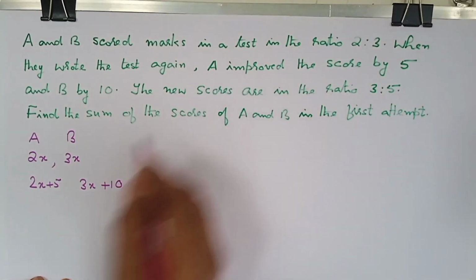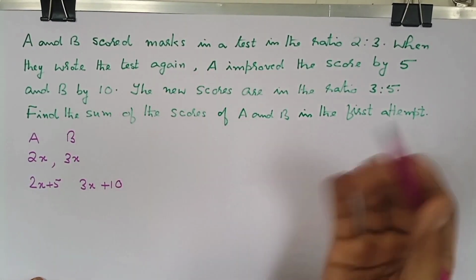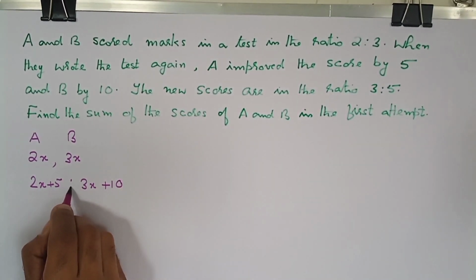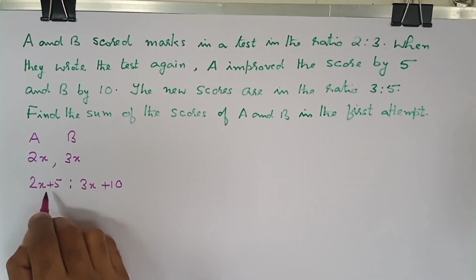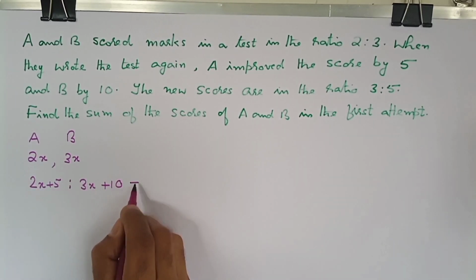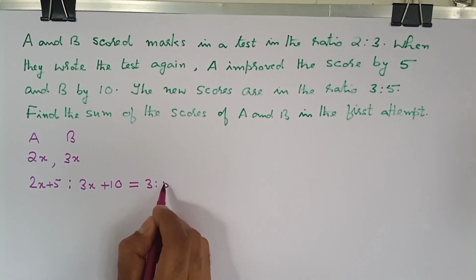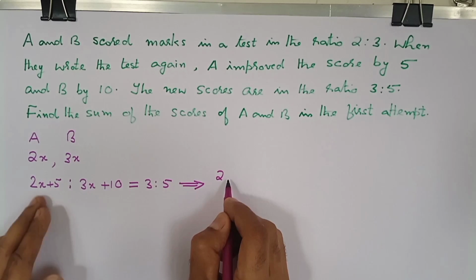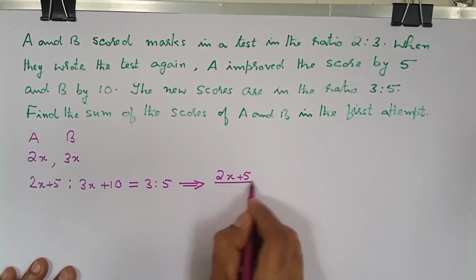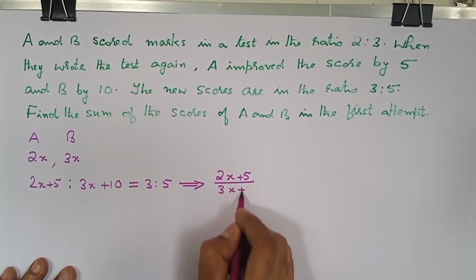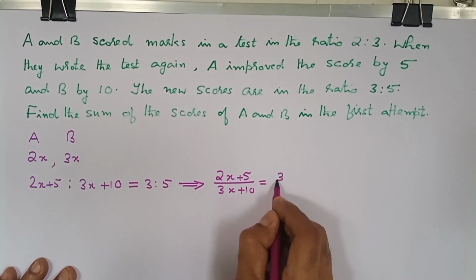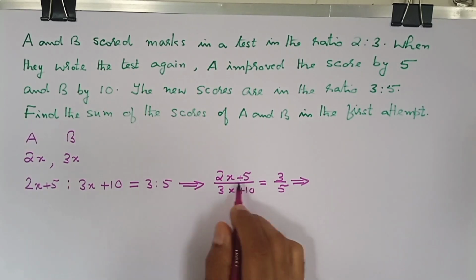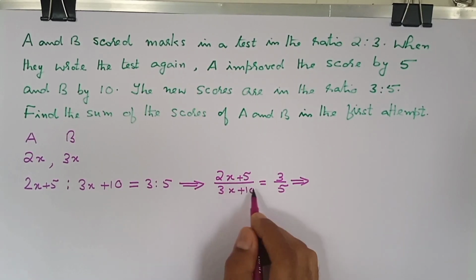After having scored marks like this, it forms another ratio which is given to be 3:5. That means these are the scores of A and B after they improved it. Now this is given to be equal to 3:5. You can write, A is to B, this is to this, means (2x plus 5) by (3x plus 10) equal to 3 by 5. Yeah, you got a simple equation. Cross multiplying and solving, you get the value of x.